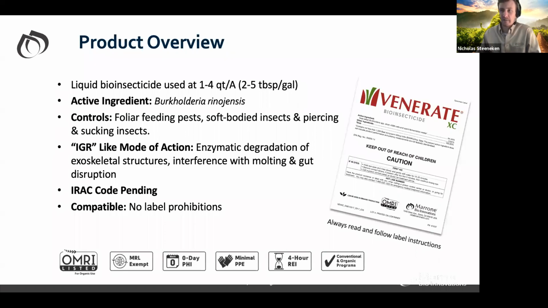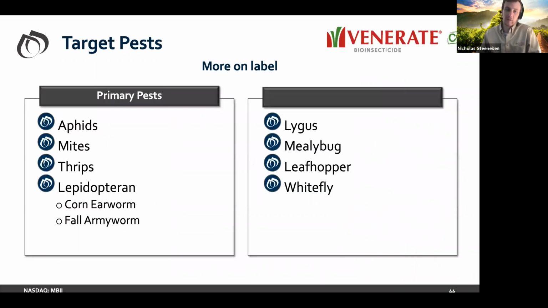And it's very tank mix compatible, no label prohibitions. It is an organic product. There's no MRL that we have to worry about. 0-day post-harvest interval, minimal PPE, 4-hour REI. It's pretty easy to use. And you can use it in foliar applications or chemigation applications, depending on what you're targeting. Always read and follow your label.